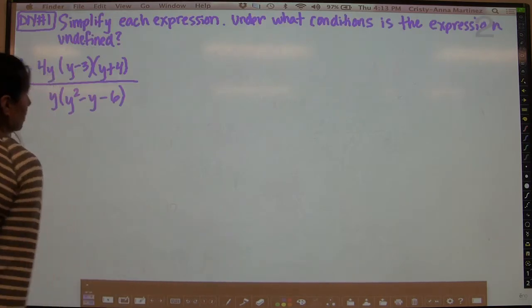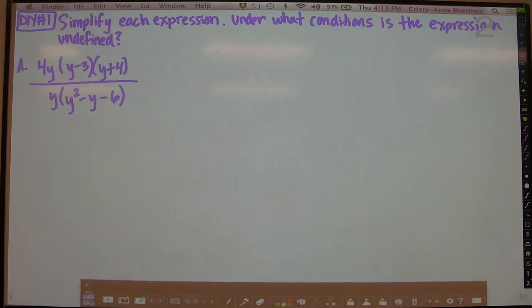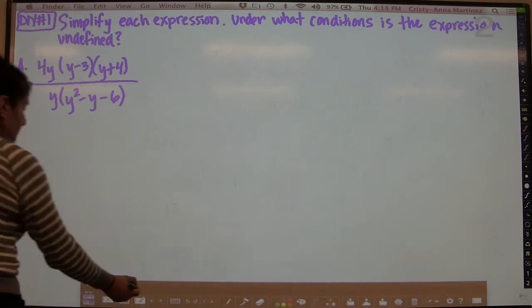So now if you will try this little guy, remember again that the conditions where it's undefined have to be based on the original equation, not just on the results.